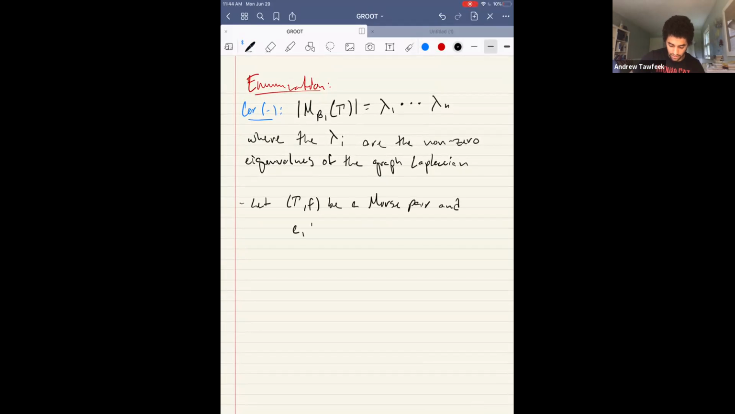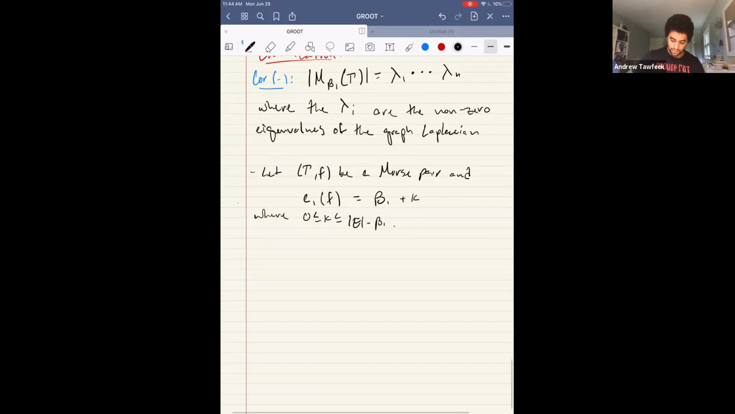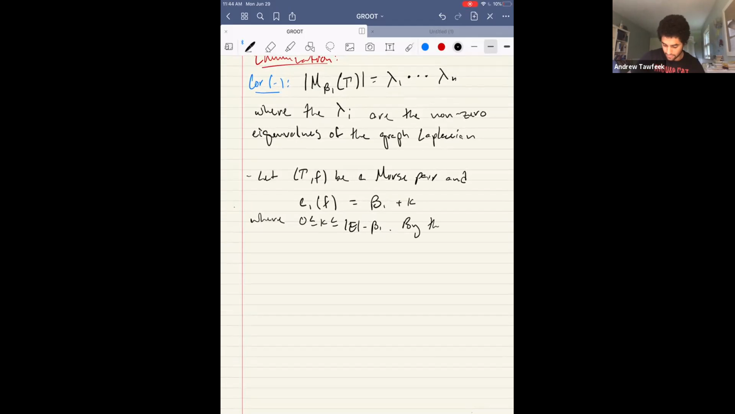And now let's just consider a more general case where C1 of f is equal to the Betti number of that graph plus k, where 0 is less than or equal to k, equal to E minus b1. And now by the strong Morse inequalities, strong Morse inequality.